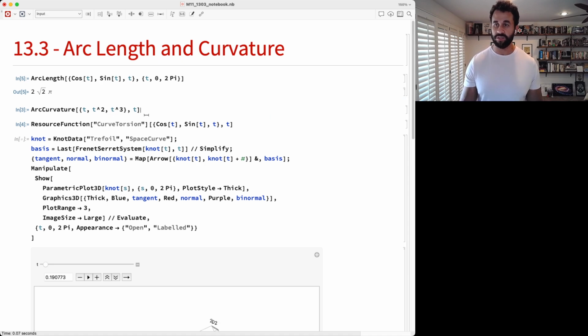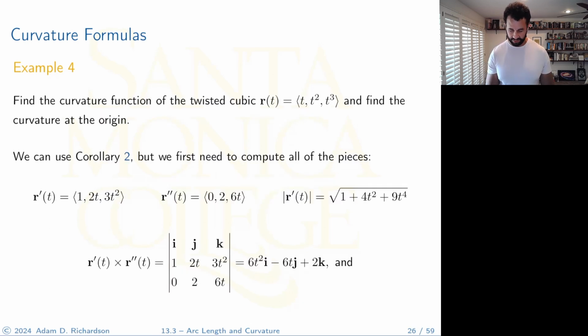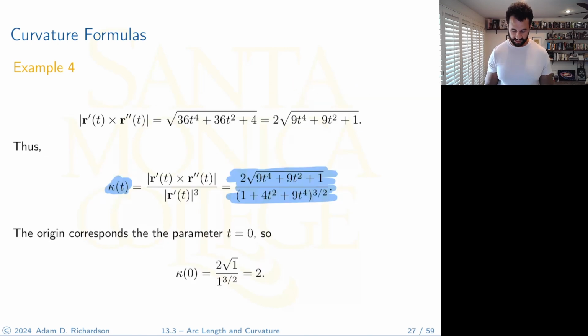Arc curvature. So this was the curvature of the twisted cubic. That one had a pretty funky formula for it. Let me dig it up here. Yeah, this is the one. So this is back on slide 27. The twisted cubic, t, t squared, t cubed. This is on slide 27. We computed the curvature function to be this.